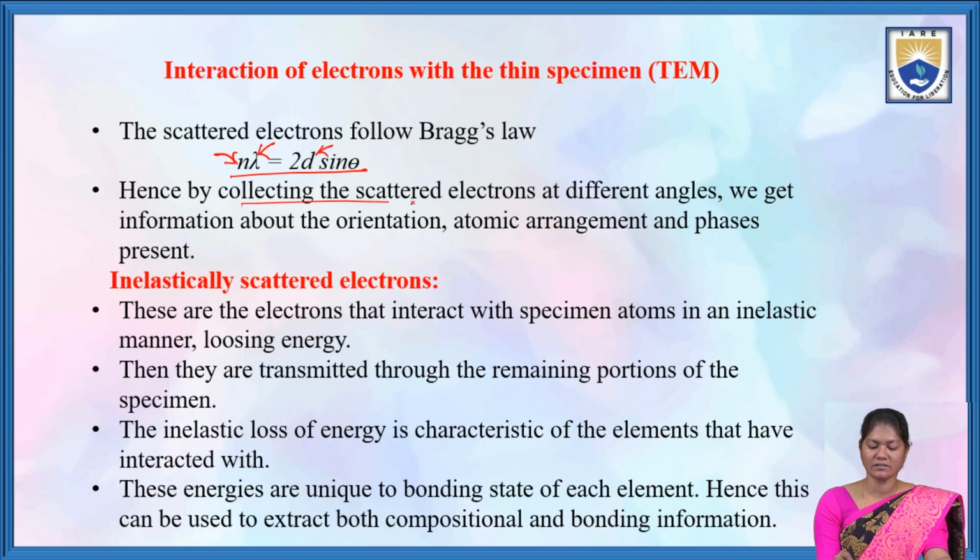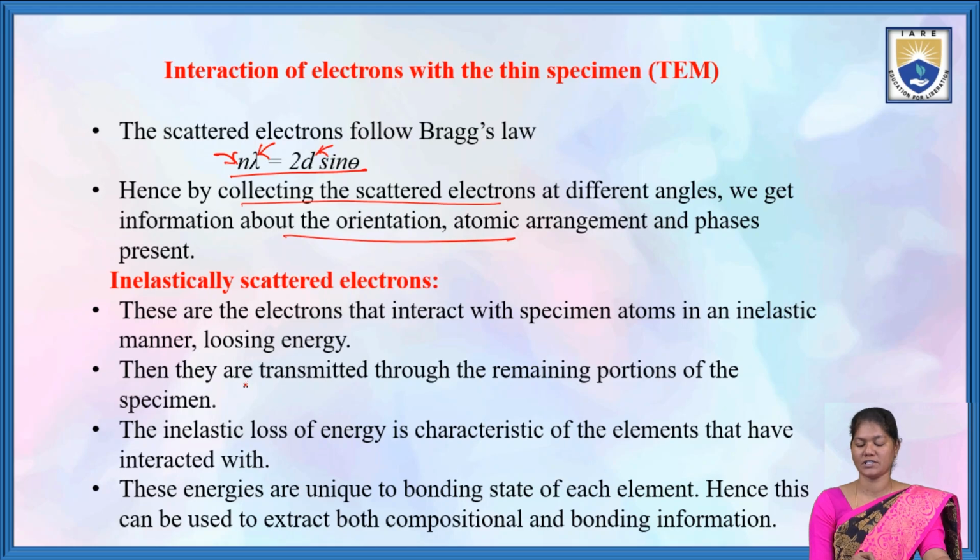By collecting the scattered electrons at different angles, we may get information about the orientation, atomic arrangement, and the phases present in the crystal.